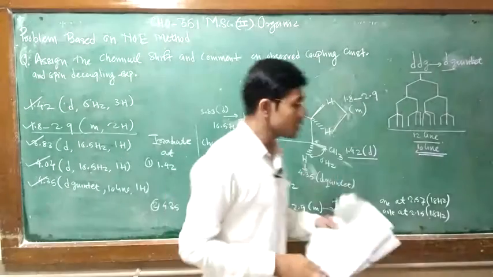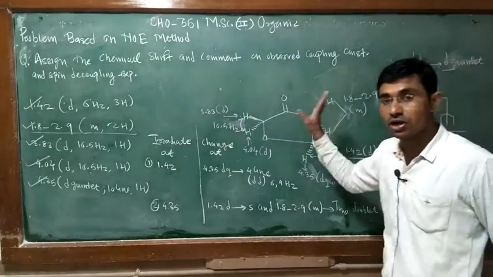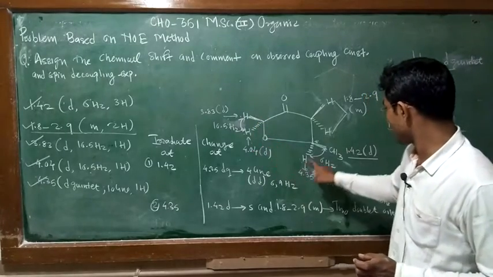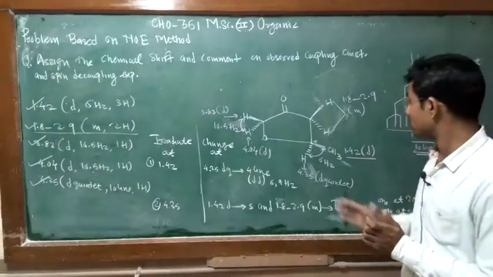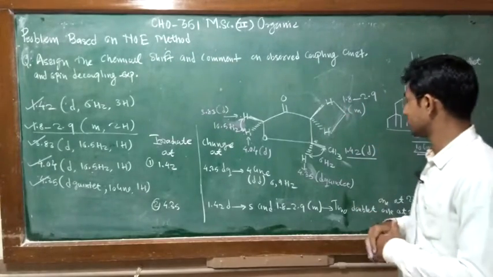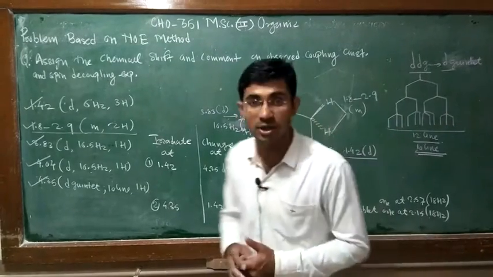Why do we assign the signal for this proton? Because this is not attached to oxygen, this is attached only to carbonyl. So as compared to these two, this proton is not most downfield. In the range 1.8 to 2.9 we observe this signal. So this shows the multiplet. How do these two protons show the multiplet?